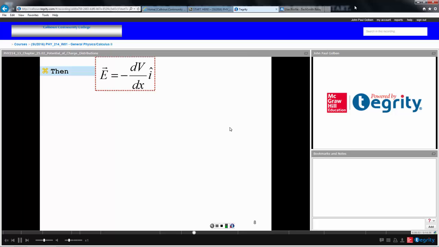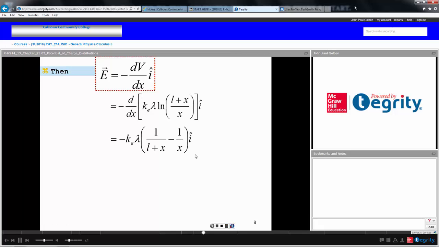So we want to find the electric field: negative derivative with respect to x of the potential, and give it a unit vector i. In this case, that would be the derivative with respect to x of k lambda natural log of L plus x over x. The k lambda is constant, so that'll come out. And we'll end up with a negative k lambda times 1 over L plus x minus 1 over x as we take the derivative of the natural log.